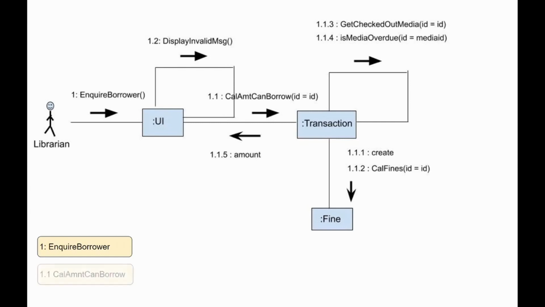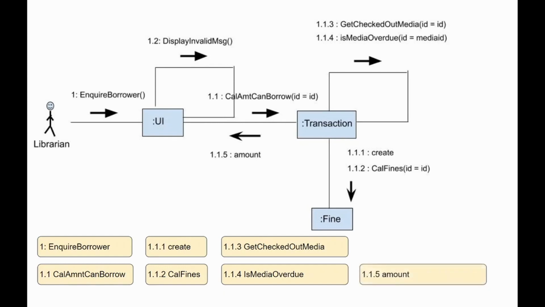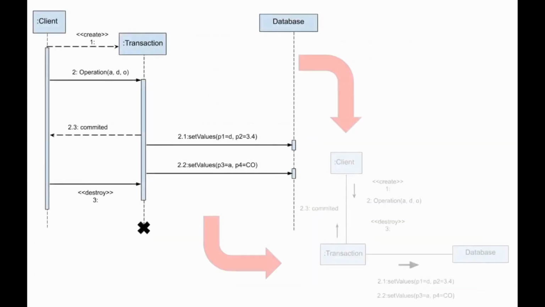For example, the message calcAMT canBorrow, that is, calculate for how long the book can be borrowed, is the first nested message in the inquire borrower, literally request the details of a person who borrows, and is given a serial number 1.1. The second nested message in inquire borrower is display invalid MSG, that is, display an error message, therefore is given a sequence number 1.2.